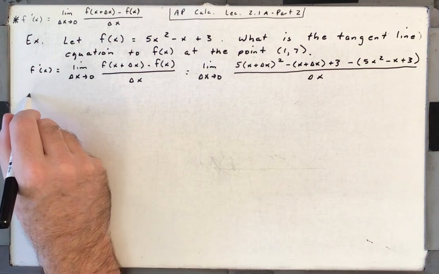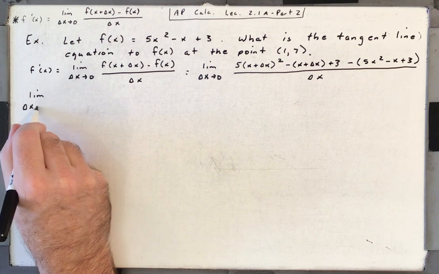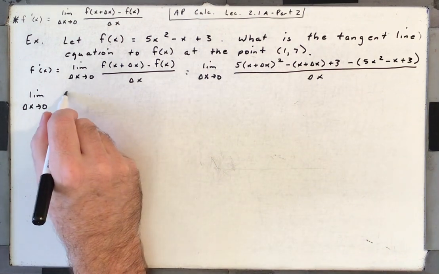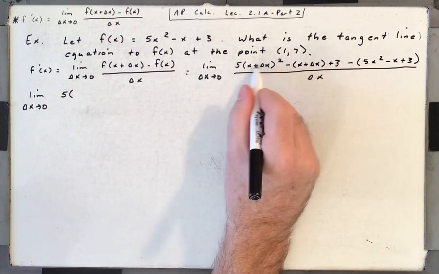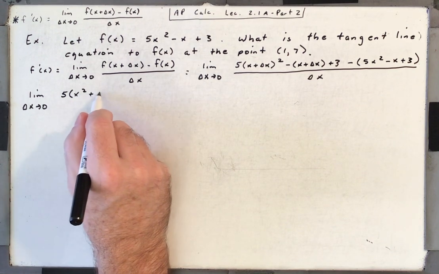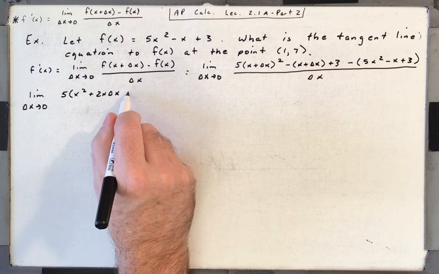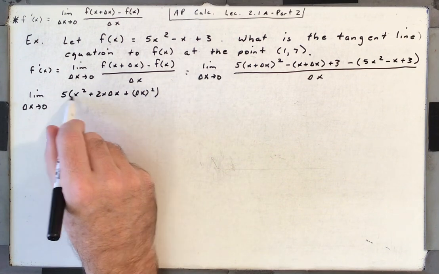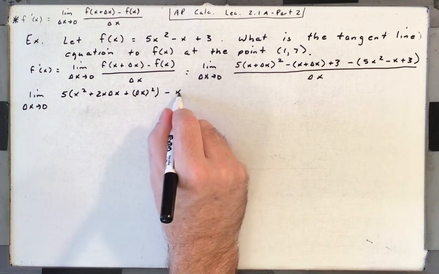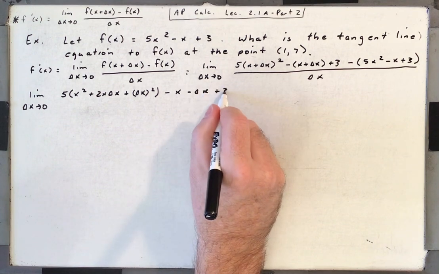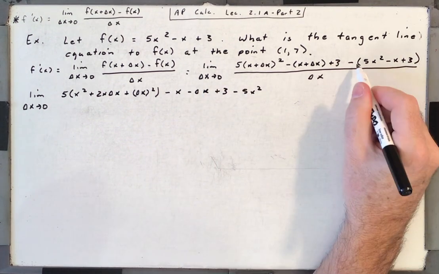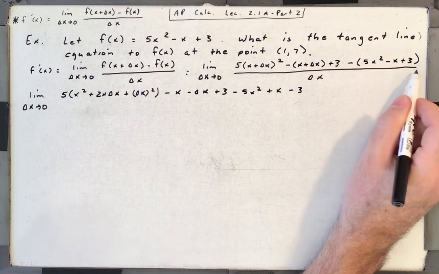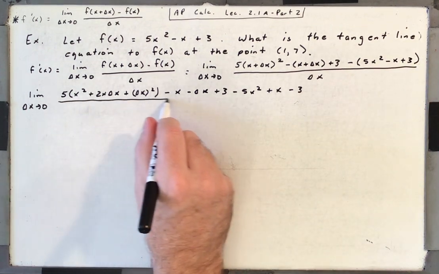Let's clean that up. Okay, so first of all, x plus delta x all squared. That's going to be 5 times. Let's go ahead and square that term, FOIL it out. It's going to be x squared plus 2x delta x plus delta x all squared. Multiply all that by 5, minus x minus delta x plus 3, minus 5x squared, minus minus makes a plus x, and then minus 3. That's why I put the parentheses around all this, so that I don't mess up the distribution of the negative sign.